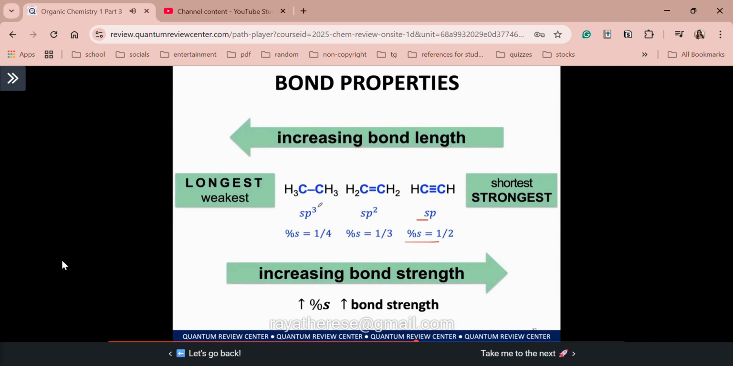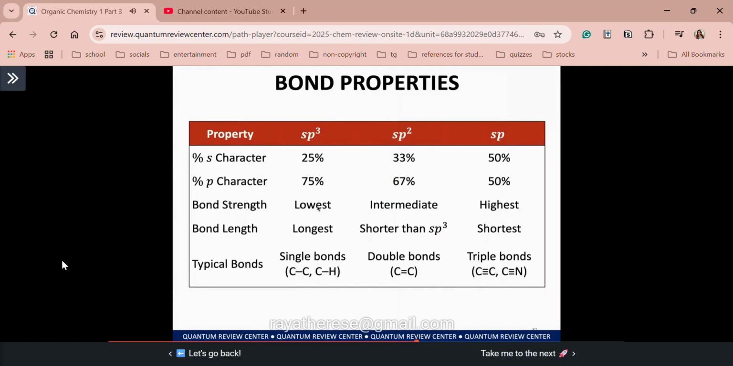Please remember this one, class, as we proceed with our discussion on the summary of bond properties. Class, don't mind our percent P character. Again, the total character of our hybridized orbital is 100%. So in order to determine the percent P character, just subtract 25 from the total percentage of 100. Right? 100 minus 25, that's just 75. The similar strategy can be applied for sp2 and sp orbitals. Let's check. For sp2, remember, 33%, around 1/3 percent S character. And for sp, class, 50%, relatively higher percent S character here.